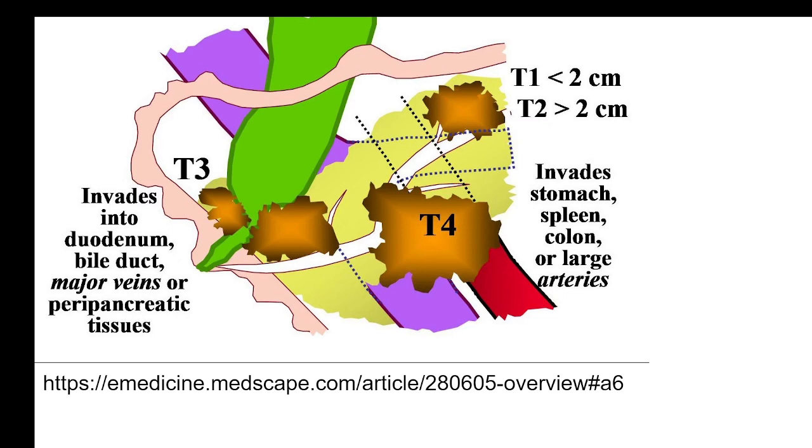The grading of the pancreatic tumor is based upon the size and its invasion. So T1 is when the size is less than 2 centimeters. T2 is when it's more than 2 centimeters but doesn't invade the nearby tissues. T3 is when it invades into the duodenum, bile duct and major veins in the peripancreatic tissue. T4 is when it invades the stomach, spleen, colon and so on. The majority of the patients whom we see in clinical practice are seen in T3 or T4 stages. T1, T2 stage diagnosis is not so common in our situation.